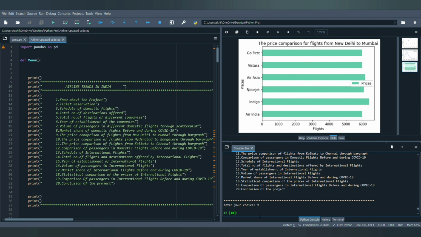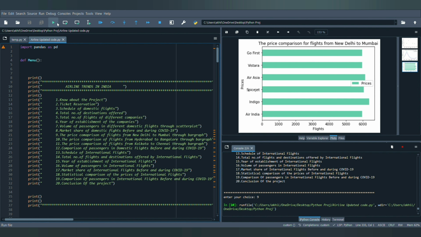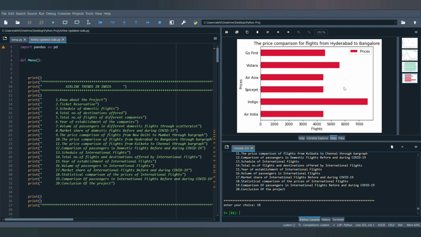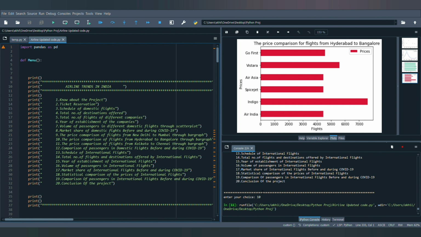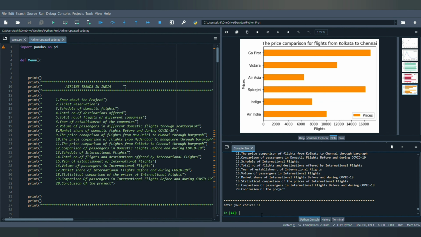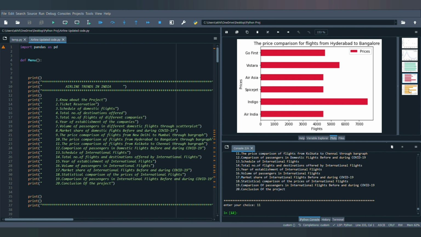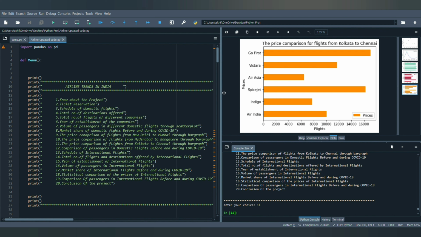And then as far as the ninth, 10th and 11th options are concerned, it tells us about the price comparison of these flights for different locations. For example, the ninth one tells us about the price comparison between New Delhi to Mumbai. Then the 10th one will tell between Hyderabad to Bangalore. And the 11th one is for the price comparison between Kolkata to Chennai. So with these three graphs, we can compare the prices for different locations and the prices that are offered by these different companies.